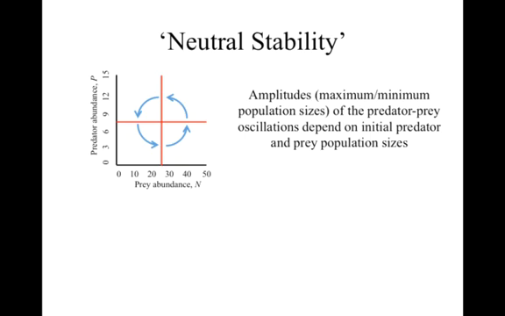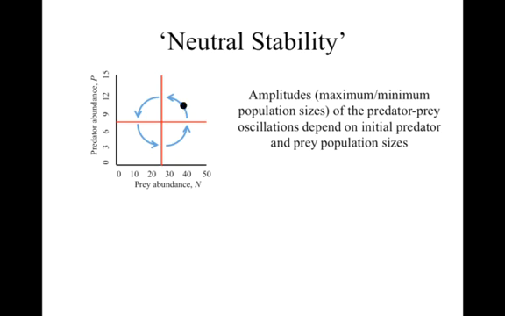neutral stability. What that means is that the size of that circle, how big the prey population gets, how small the prey population gets, how big the predator population gets, how small the predator population gets, actually depends on what you start with. It depends on how many predators and prey you begin with.